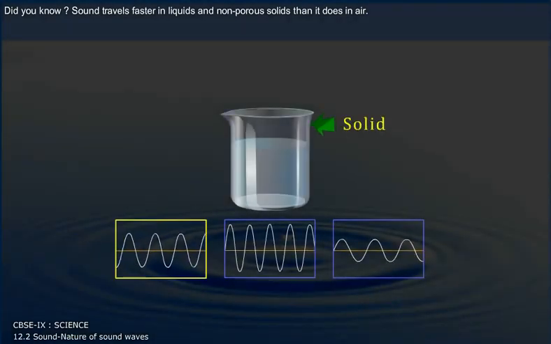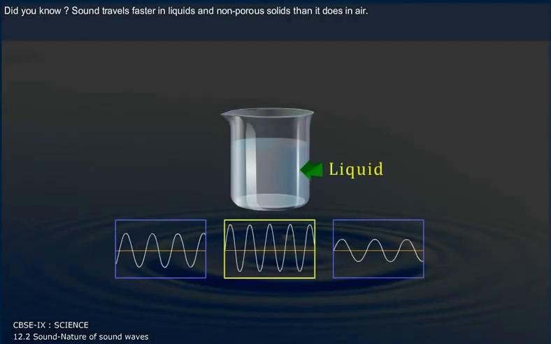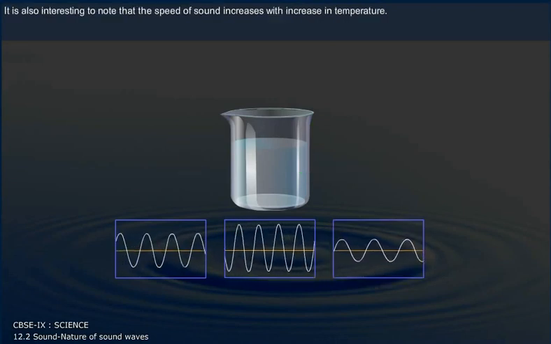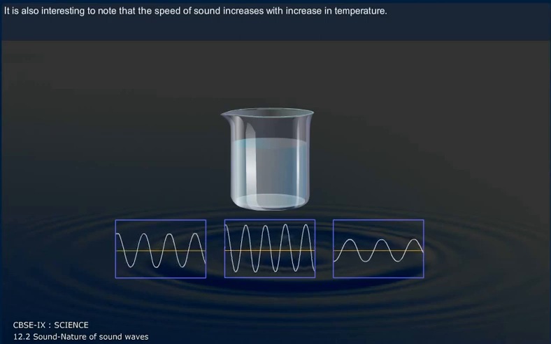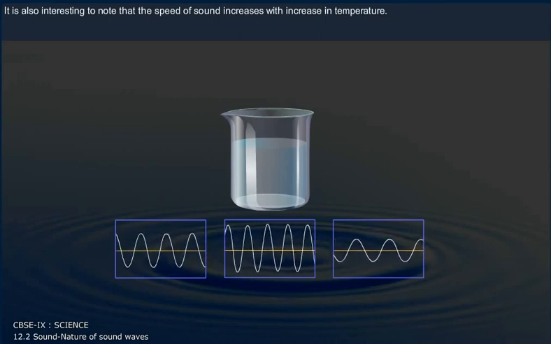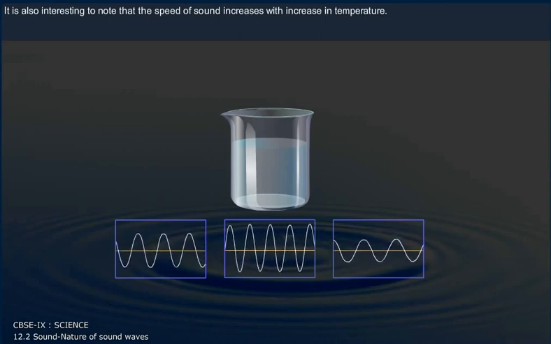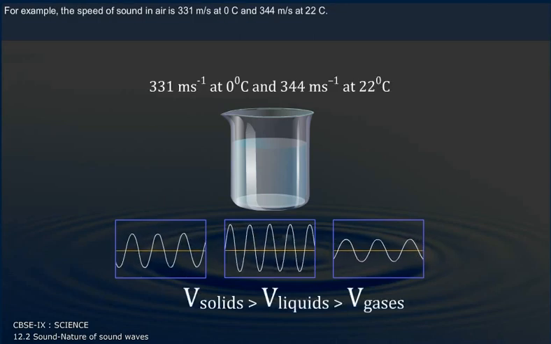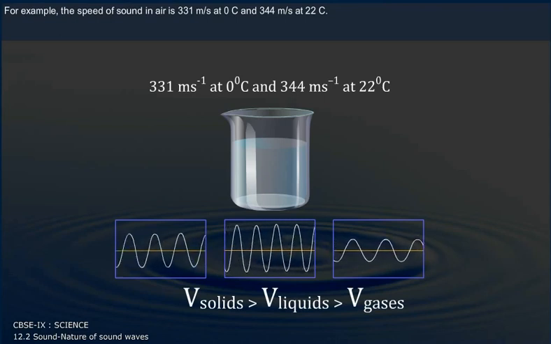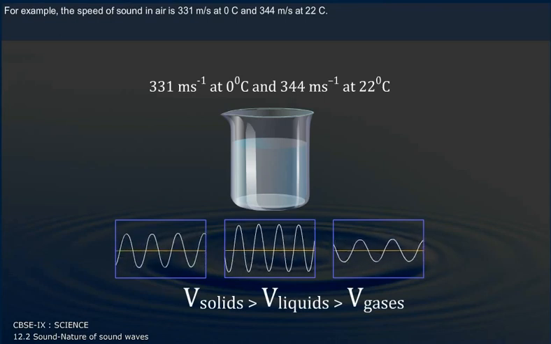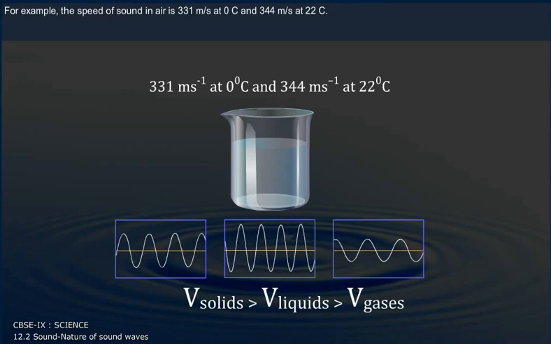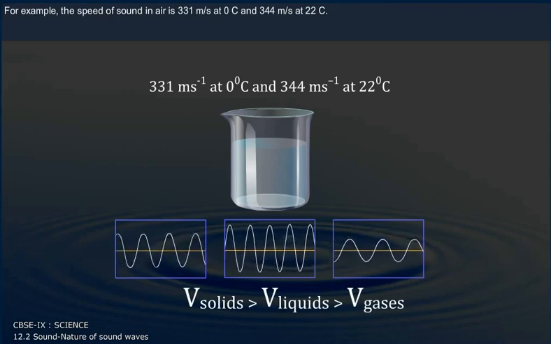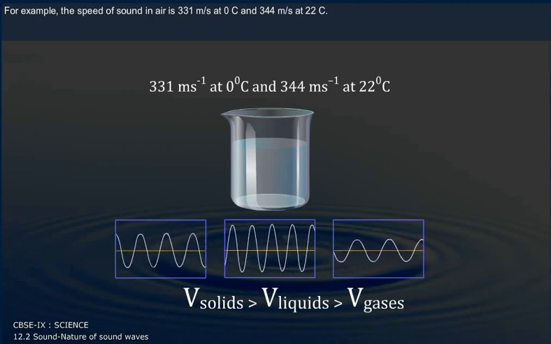Did you know sound travels faster in liquids and non-porous solids than it does in air? It is also interesting to note that speed of sound increases with increase in temperature. For example, the speed of sound in air is 331 meters per second at 0 degrees centigrade and 344 meters per second at 22 degrees centigrade.